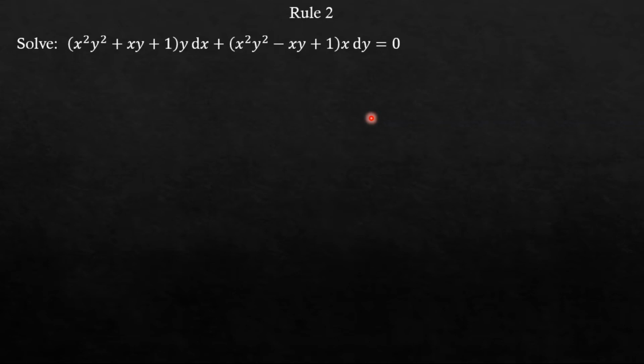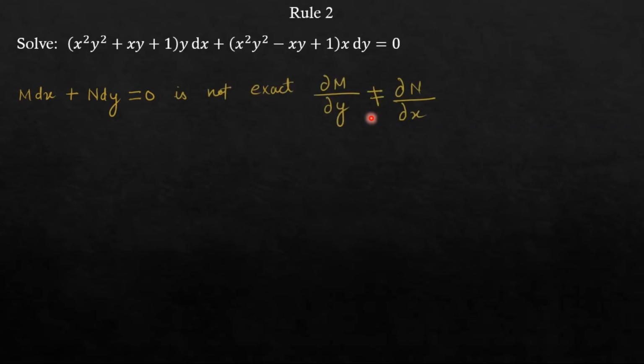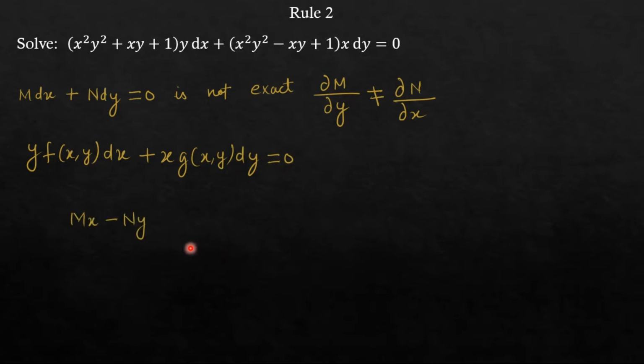Now let us see another rule. Suppose the equation is given to me, M dx plus N dy equals 0, which is not exact. That means del M by del y is not equal to del N by del x, but rather it is represented in the form y times f(xy) dx plus x times g(xy), which is also a function of x and y, dy equals 0. And Mx minus Ny in this case is not equal to 0.